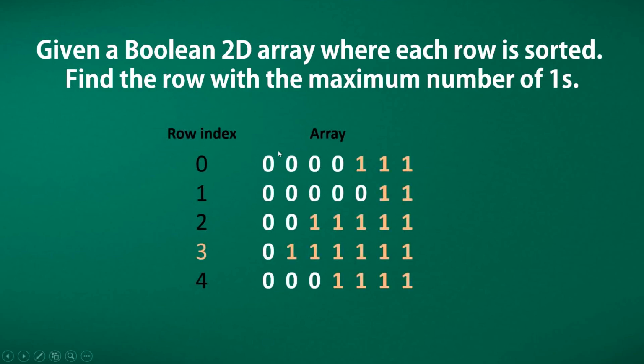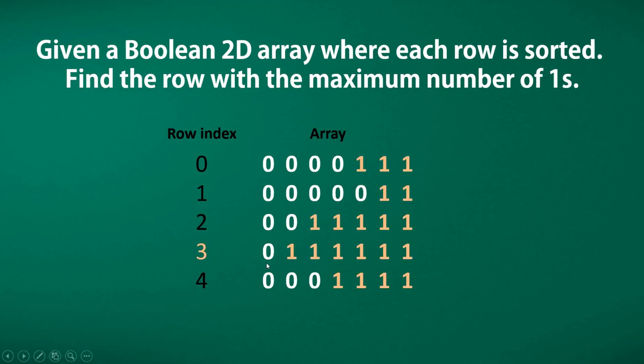A boolean 2D array means each element in the array would be either 0 or 1, and you are also given that each row is sorted. As you can see, there will be a number of zeros, and once a 1 occurs, then there will be all ones. That's how each row is sorted, and you need to find the row with the maximum number of ones. In this problem you can clearly see that this row has the maximum number of ones.